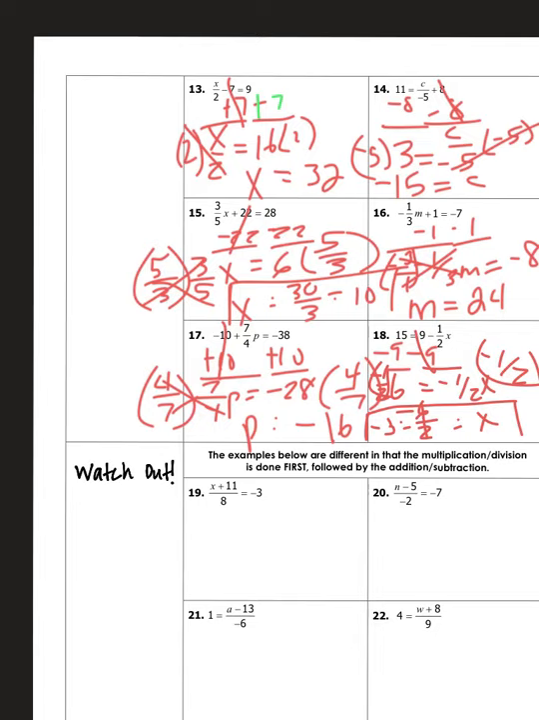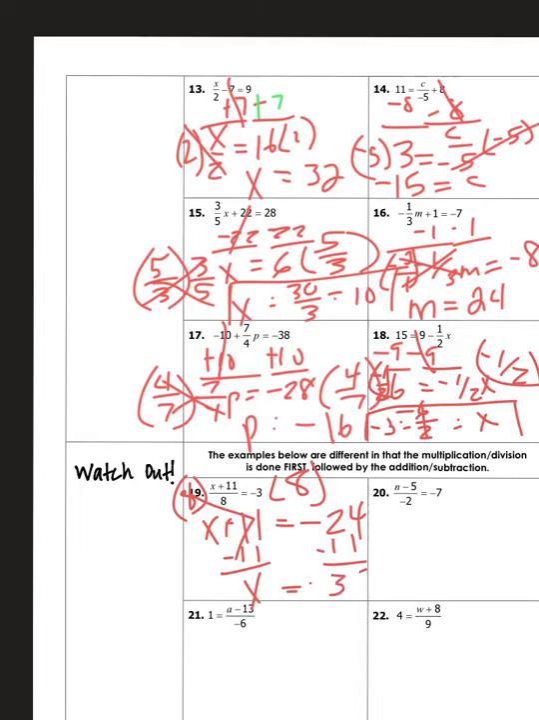Number 19, to get rid of 8 in the denominator, we have to multiply both sides by 8. It's being divided, so we multiply. X plus 11 equals negative 24. And then subtract 11 from both sides. X equals negative 35.